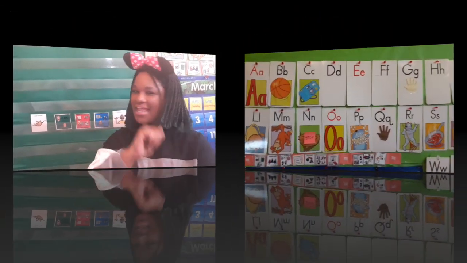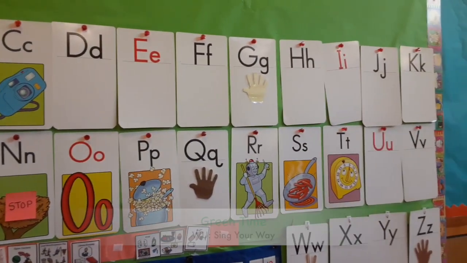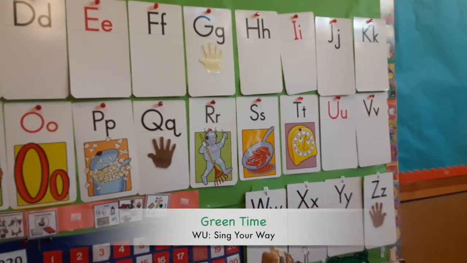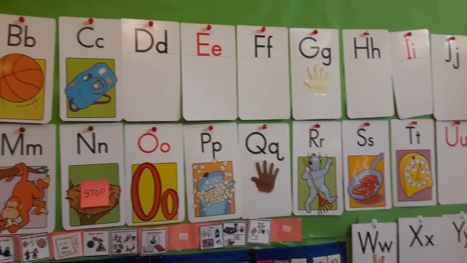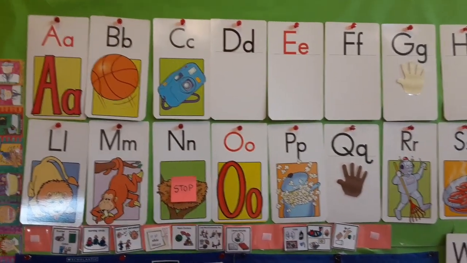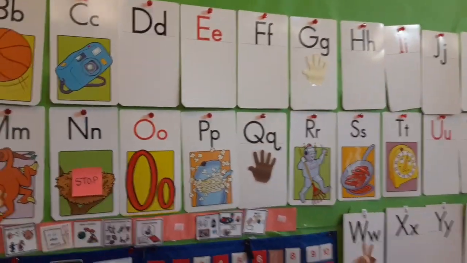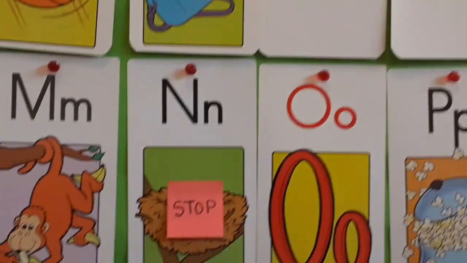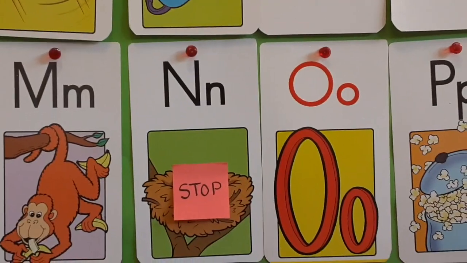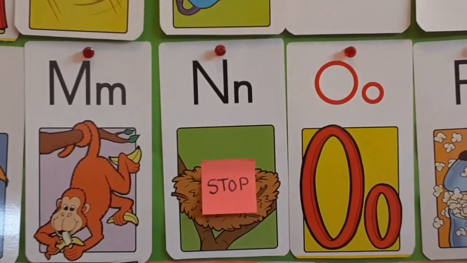Are you ready? We are looking at the letters of the alphabet all the way down to Z. And on the letters of the alphabet, we are searching for a pink sticky note with the stop word on it. Do you see the pink sticky note with the stop word on it? There it is. It's on the letter N.